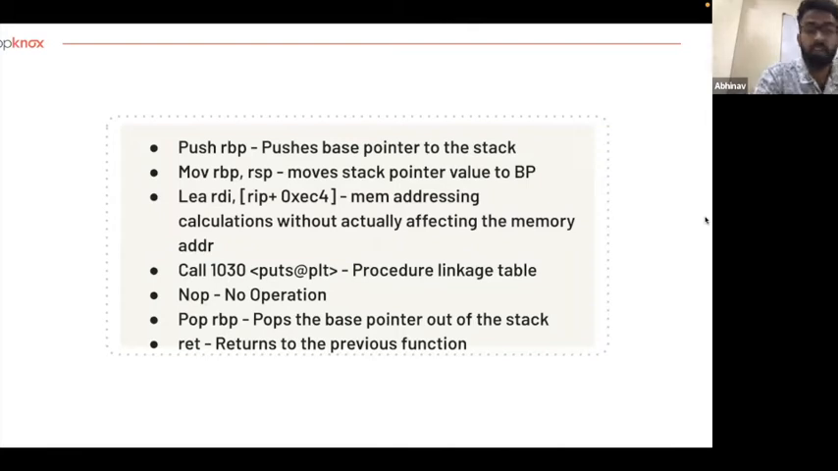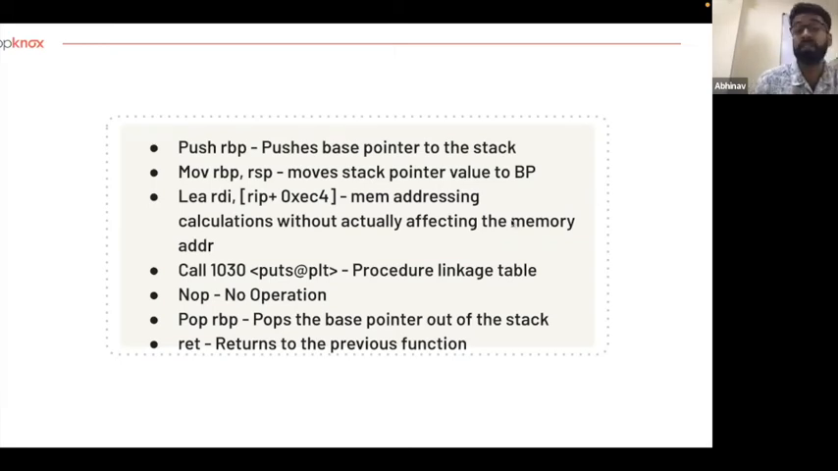The next instruction that we are seeing is LEA RDI, in square brackets RIP plus 0xEC4. LEA stands for load effective address. This is part of the instruction set. We use LEA when we need memory address calculations. That means we want to do some computing with memory, but we don't want to change the values at the memory address. We just want to do some calculations, so we use LEA.